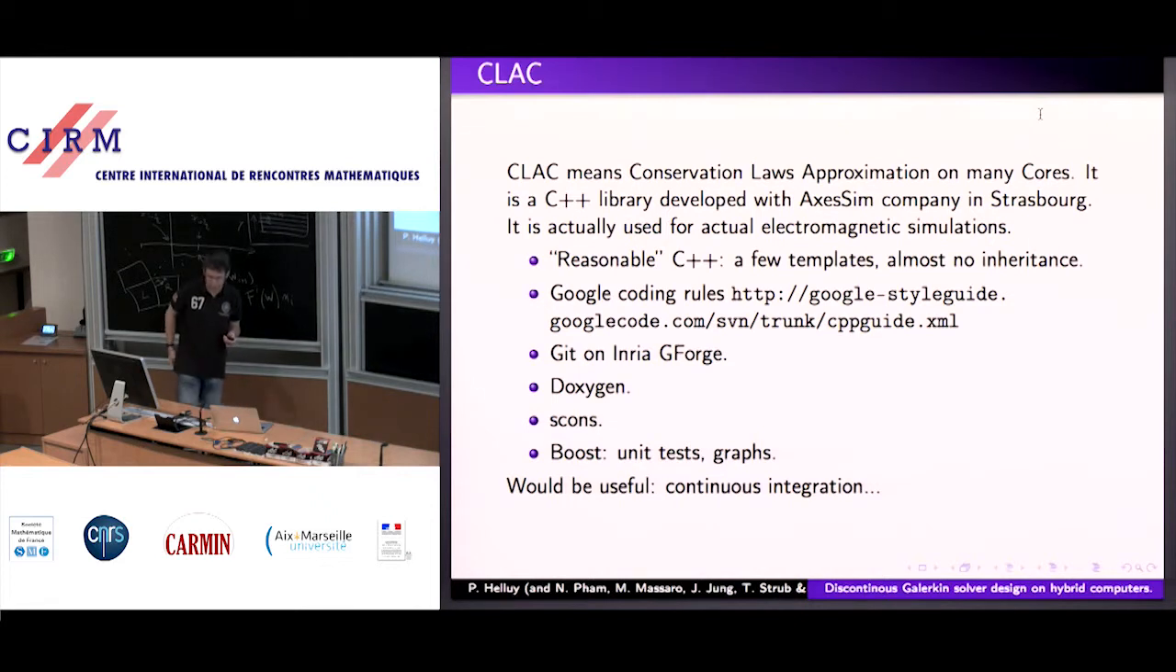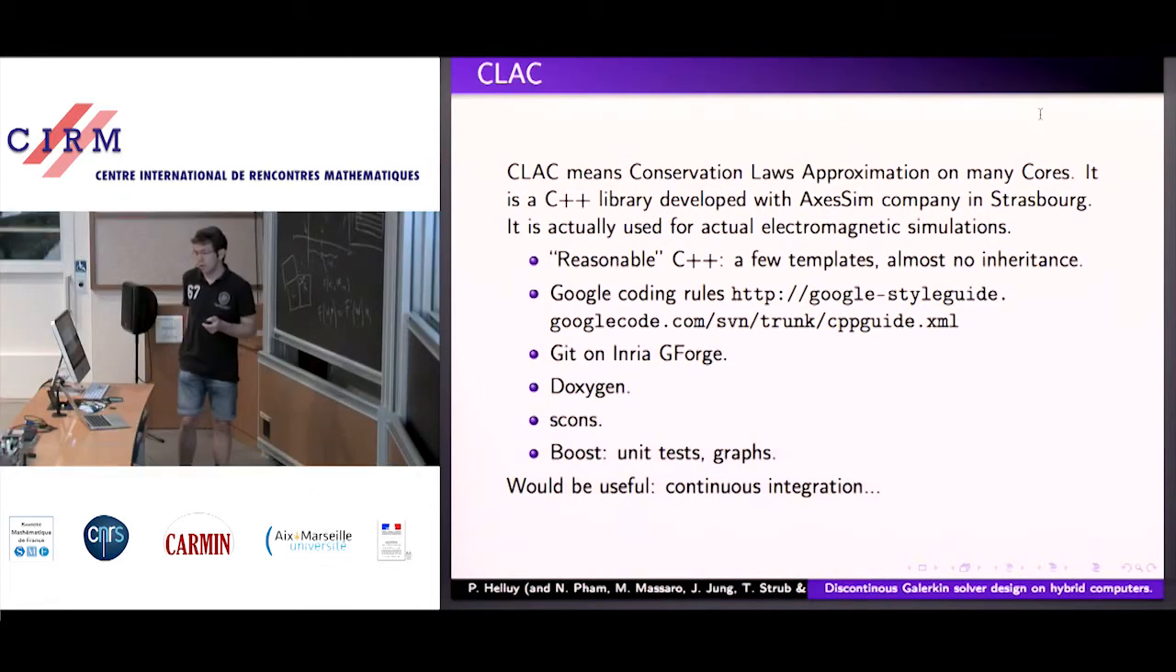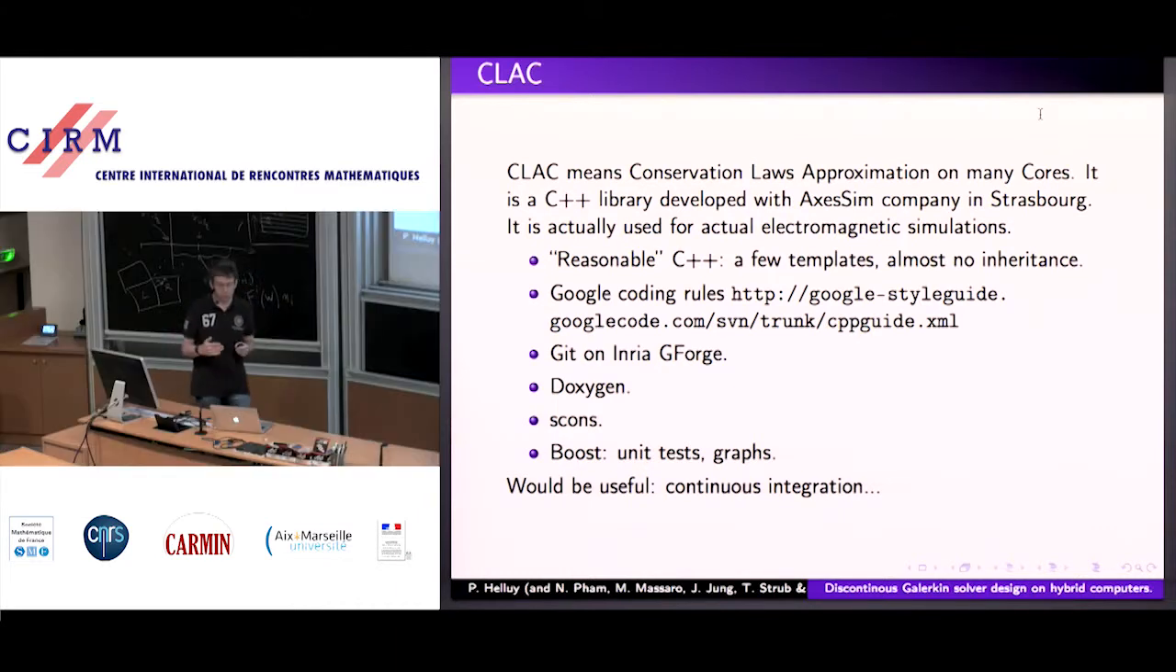So for these reasons, we are developing software that we have called CLAC. CLAC means conservation laws approximation on many cores. It's a C++ library that we developed with a company in Strasbourg, and it is actually used for real electromagnetic simulation. So this is an industrial software. You have a research part of the software where we try new algorithms, and you also have a practical part where we are doing actual simulation for antennas, for instance.